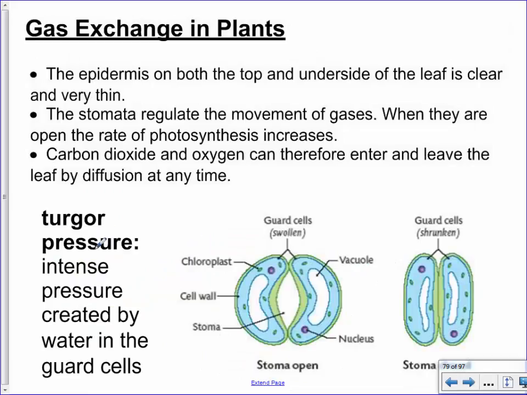Turgor pressure. I don't know that I mentioned that one when we did the Magic School Bus very well, but turgor pressure is the name of the pressure that causes the guard cells to swell open. That's the name we have for the pressure that causes these guys to be tight together, and then you have that stomata opening.